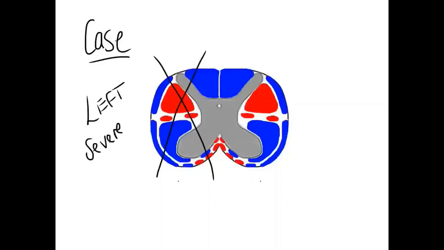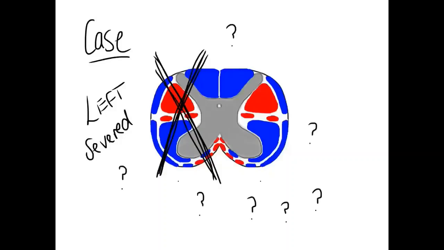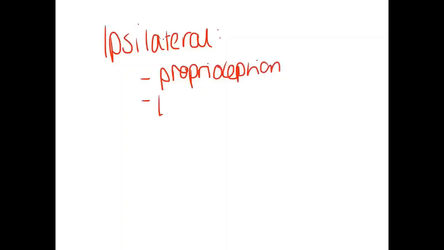So, if a patient severed the left side of their spinal cord and consequently had Brown-Sequard syndrome, what symptoms would they have? Pause here if you need to. They would have ipsilateral loss of proprioception, light touch, vibration, and they would have muscle stiffness and paralysis. They would have contralateral loss of pain and temperature.